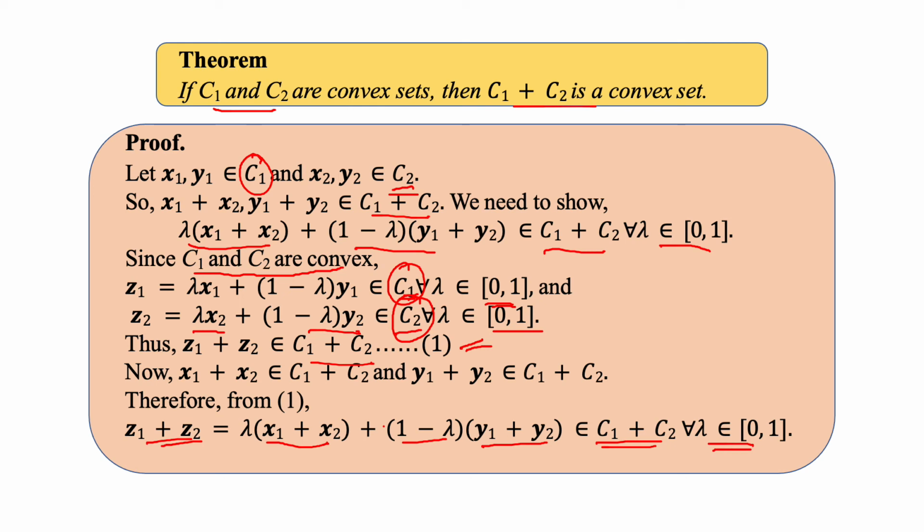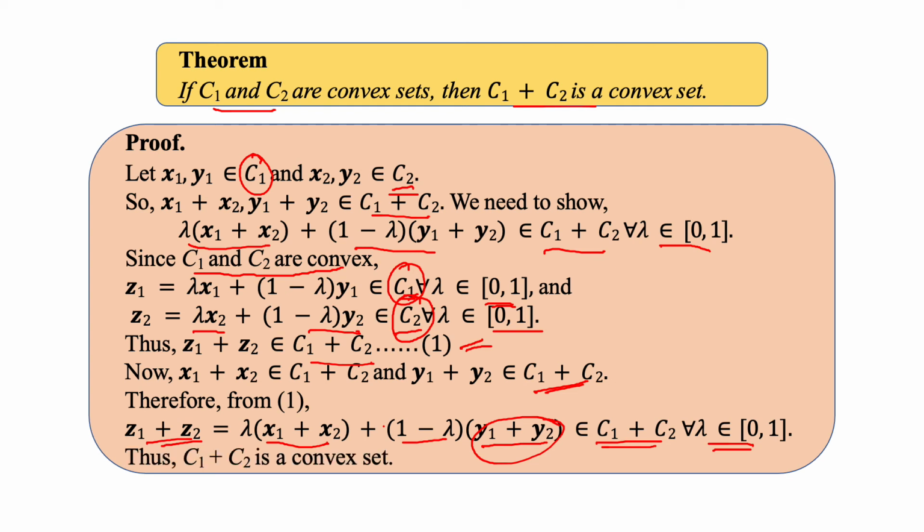So we had 2 points x1 plus x2 in the set C1 plus C2 and y1 plus y2 in the set C1 plus C2, and the line joining them belongs to C1 plus C2. So the 2 points which we have written like this belong to C1 plus C2 for all the lambdas in the range 0 to 1, which means C1 plus C2 is a convex set.